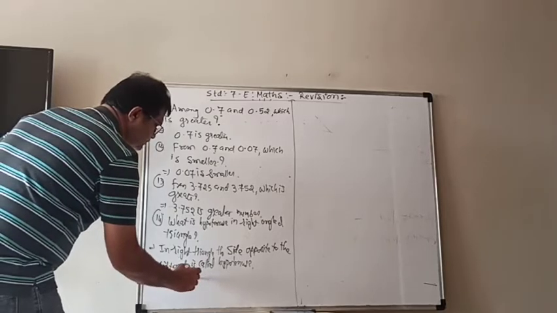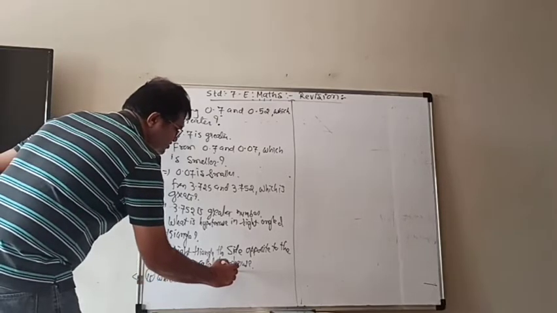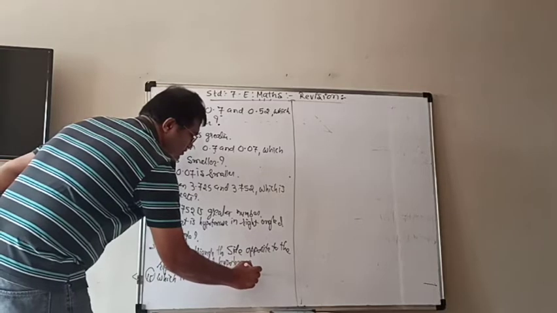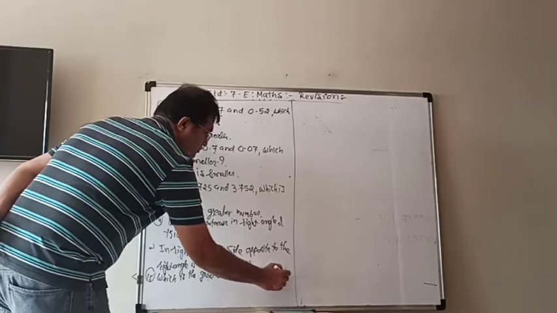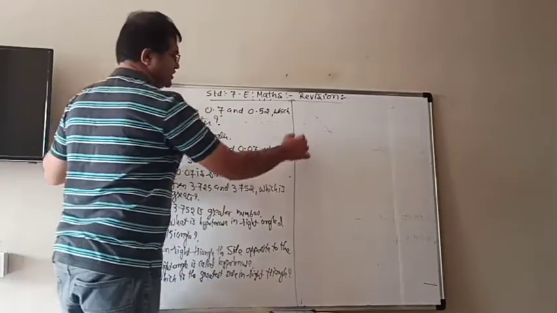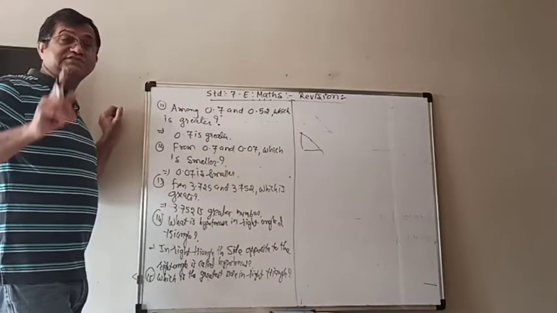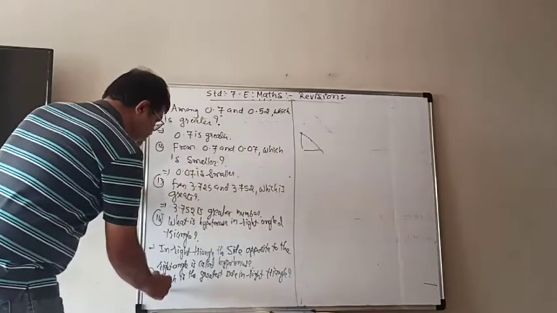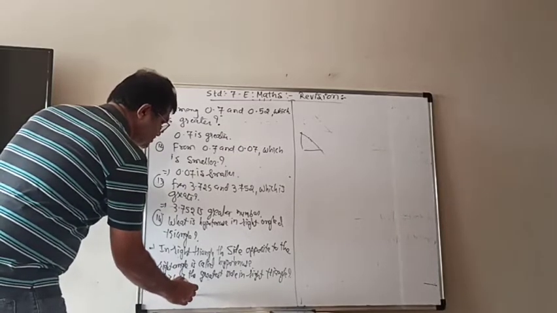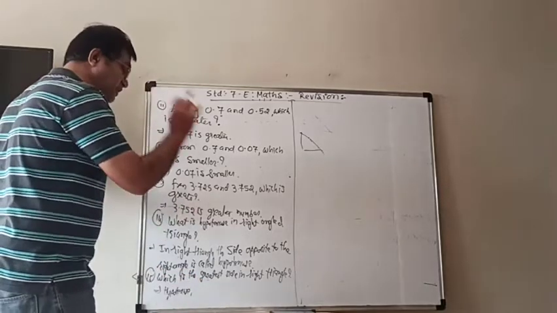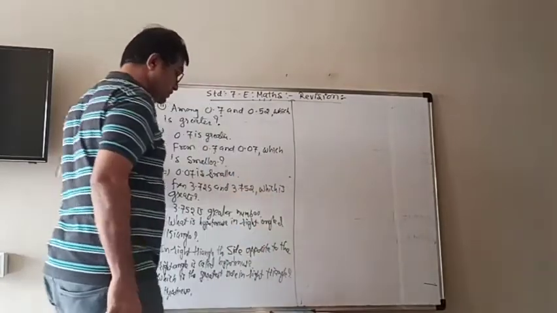Which is the greatest side in a right triangle? Always in a right triangle, the hypotenuse is the longest or the greatest side. So the answer is hypotenuse. Hypotenuse is always the largest, the greatest or the longest side in a right angled triangle.